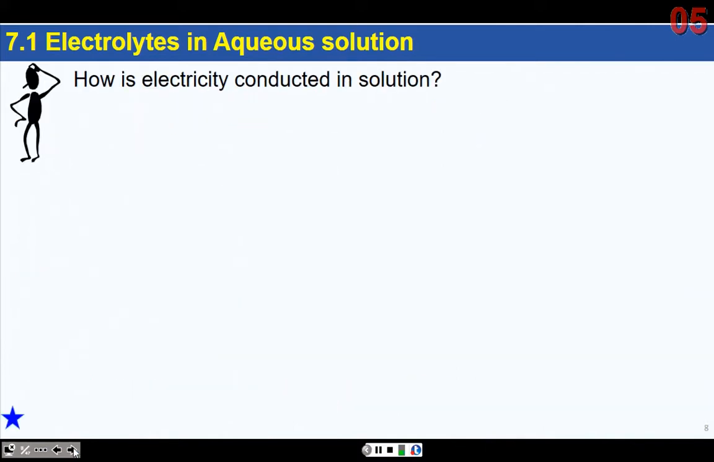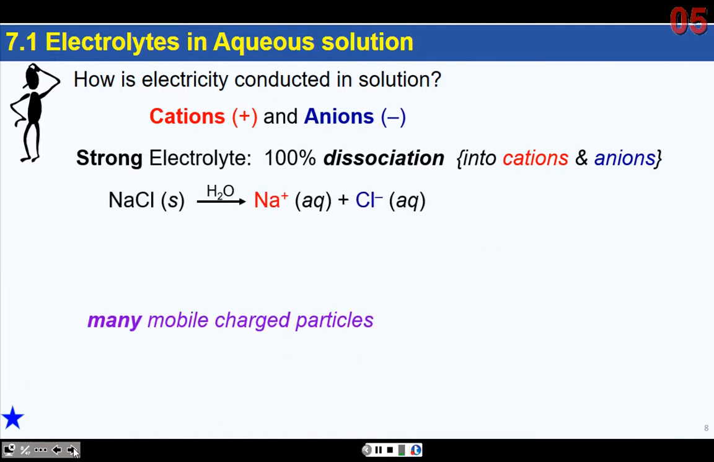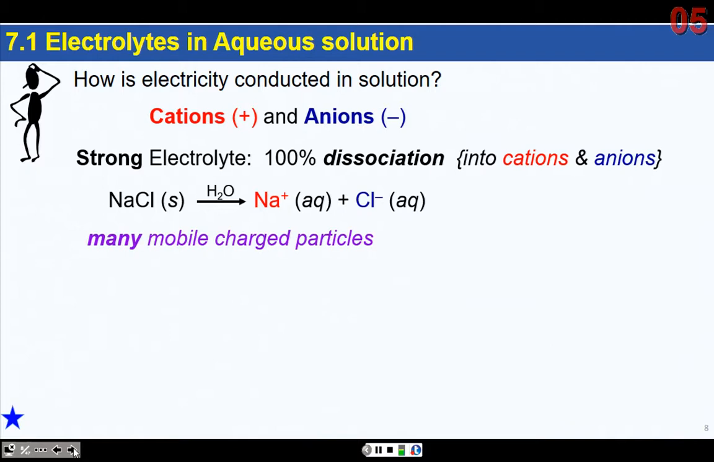So when electricity is conducted in solution, what's happening? You've got cations and anions, and the strong electrolyte, essentially 100% dissociation into those cations and anions. And so for sodium chloride, you get sodium ions and chloride ions, many, many mobile charged particles, and that's what conducts electricity. So mobile charged particles allows for a current to be conducted in that solution.